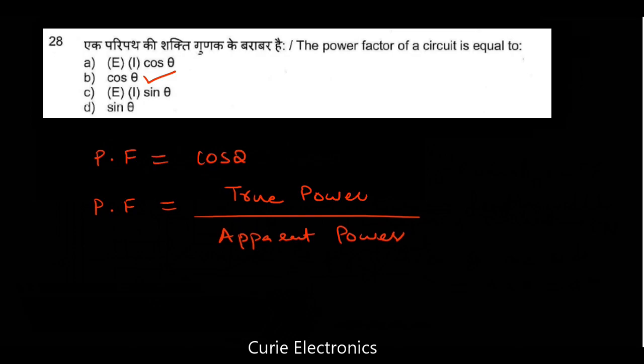This is also equal to power factor equals circuit resistance upon circuit impedance. So the maximum value of PF equals unity, that is 1. And for a DC circuit, power factor equals 1.